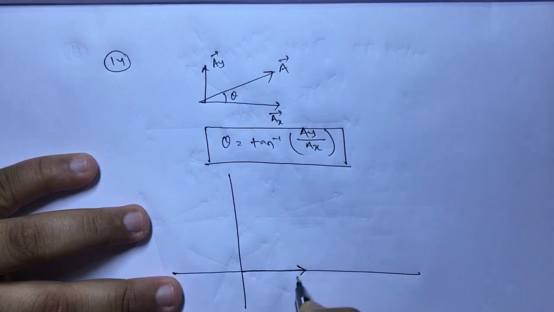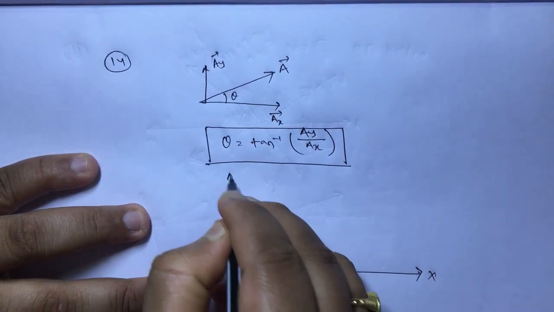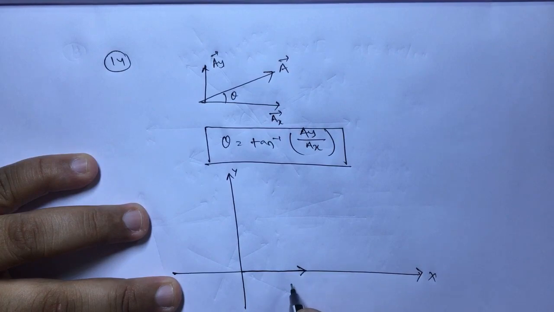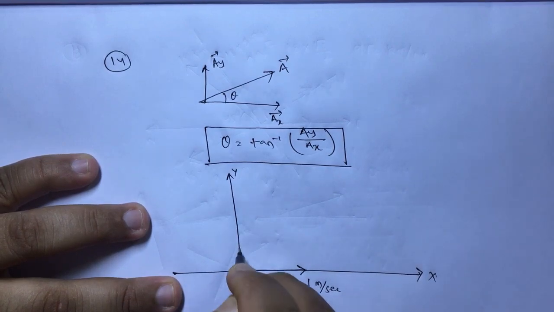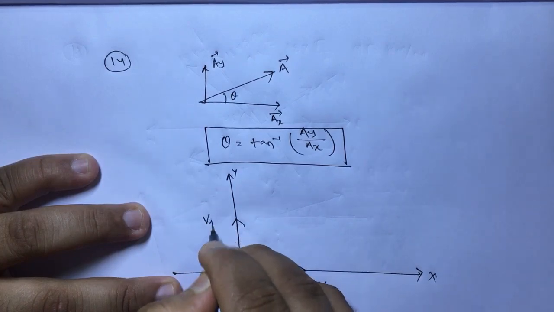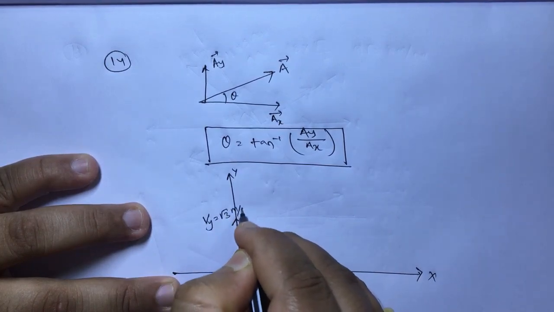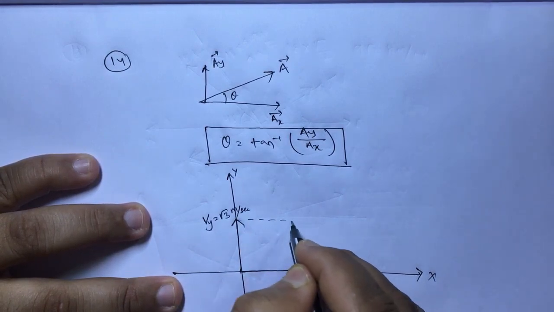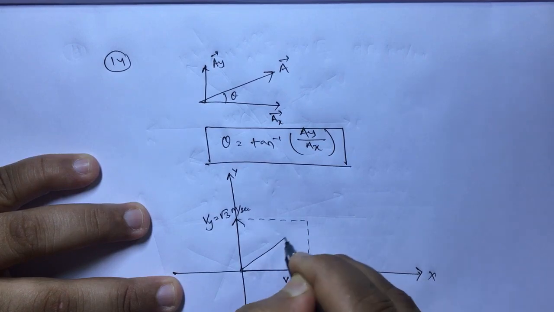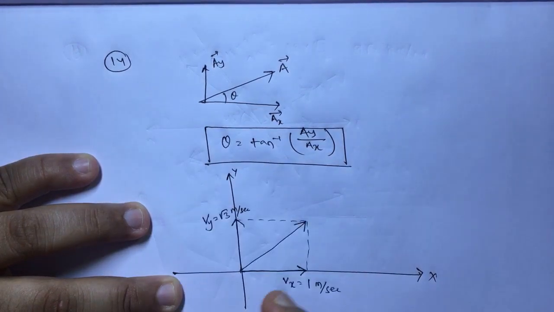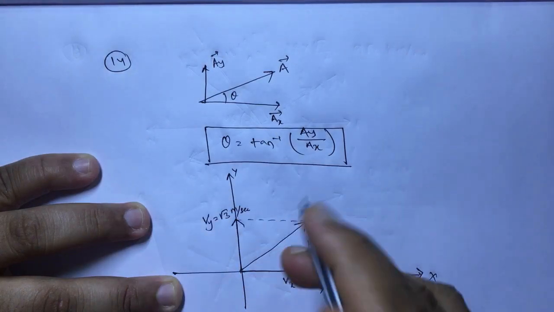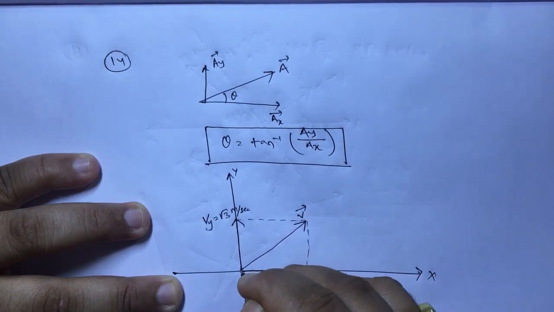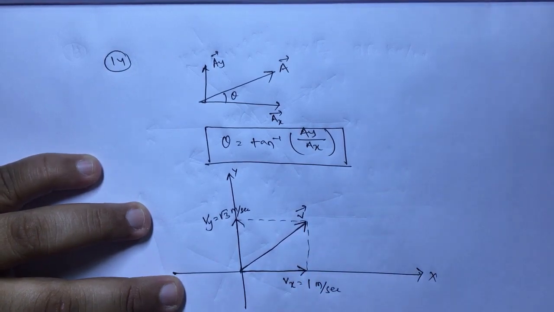The first billiard ball has a Vx component, let this be the x axis and this the y axis. Velocity along the x axis, that is Vx, is equal to 1 meter per second, and velocity along the y axis, Vy, is equal to root 3 meter per second. So what will be the value of V? Obviously the resultant of these two, because the velocity components are these two. This will be the V vector, the direction of the velocity vector of the first billiard ball.